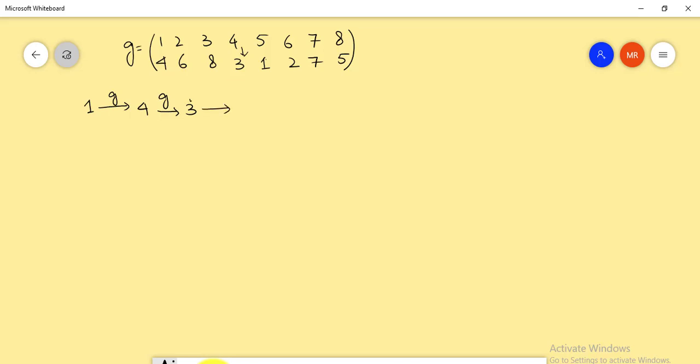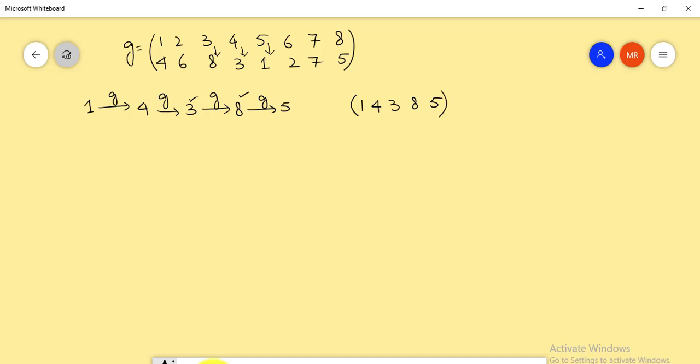Then we look for the image of 3, which is mapped onto 8 by this permutation G. Then we look for the image of 8, which is mapped onto 5 by G, and 5 is mapped back onto 1. Hence the cycle representation here would be 1 to 4, 4 to 3, 3 to 8, 8 to 5, and 5 to 1.